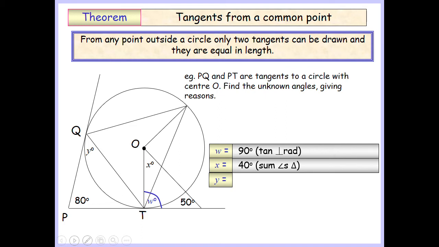Who can see the isosceles triangle? Why? Because they come from the same point, right?